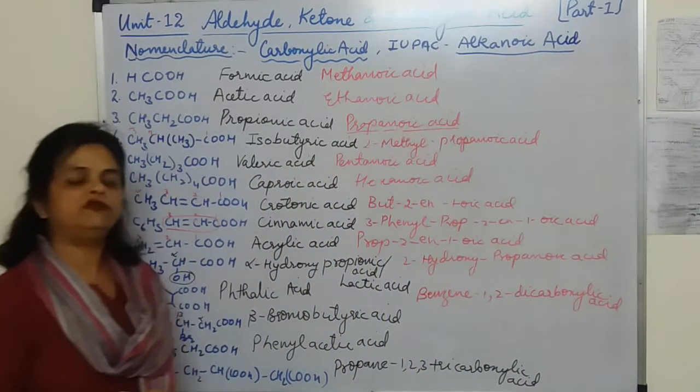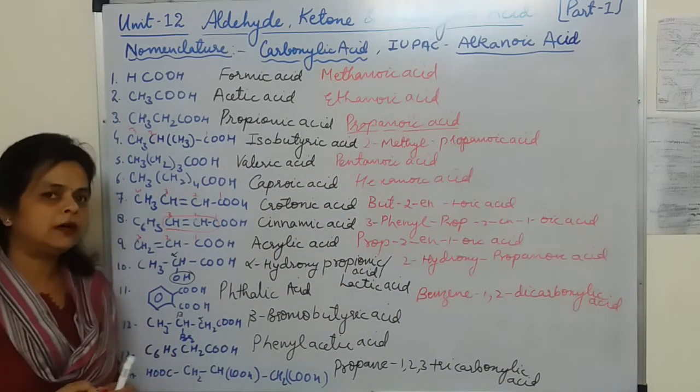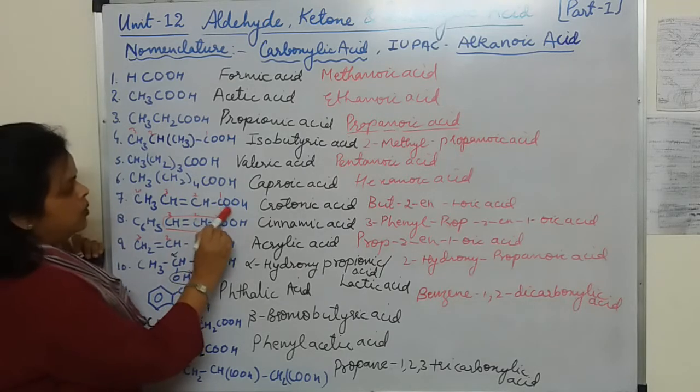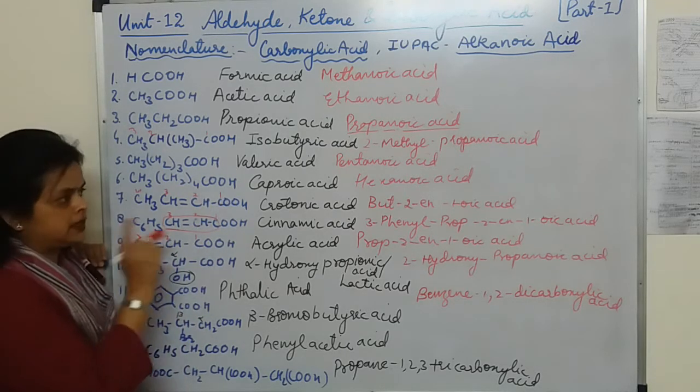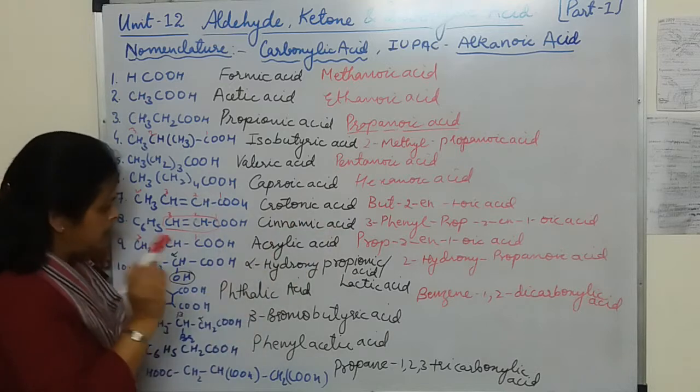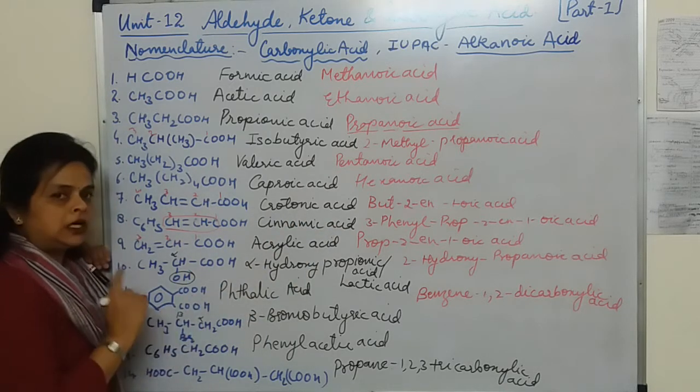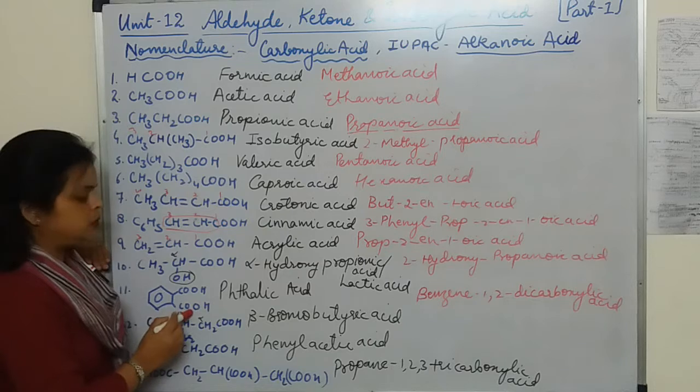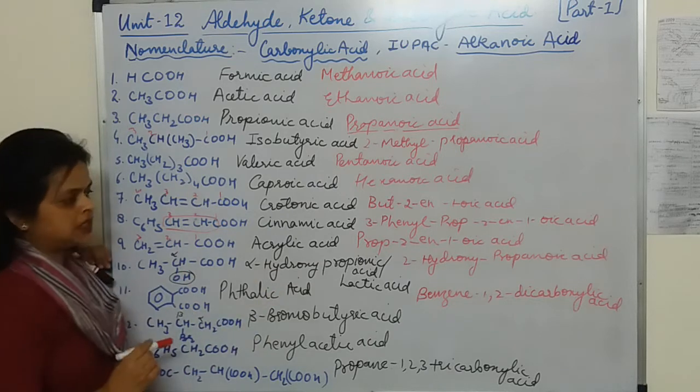Students, see, when you have to write oic acid and when you are writing carboxylic acid: when the COOH is included in the chain, then you will use the suffix oic acid. When it is not included in the chain, then you will write it as a carboxylic acid.